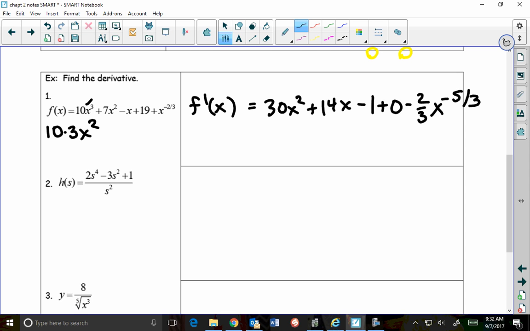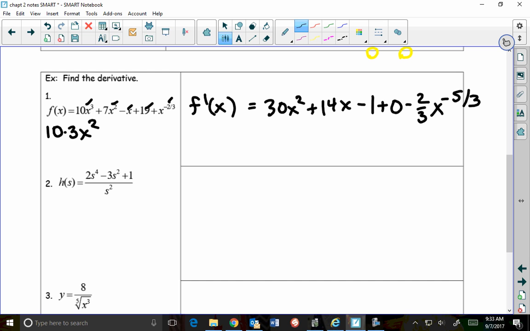Okay, is the derivative of the 10x cubed okay? Questions on that? Derivative of 7x squared. Questions on that? Derivative of negative x. Questions on that? Derivative of 19. Question on that? 19 is a constant, right? It's just a number. So think that's like y equals 19. It's a horizontal line. What's the slope of that? 0. So we get our 0. Okay, questions on the last one.